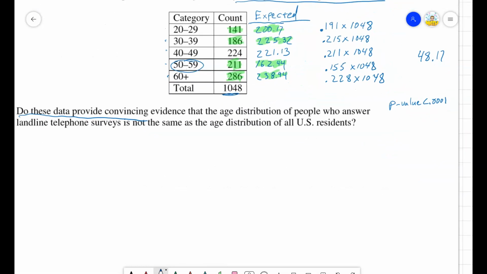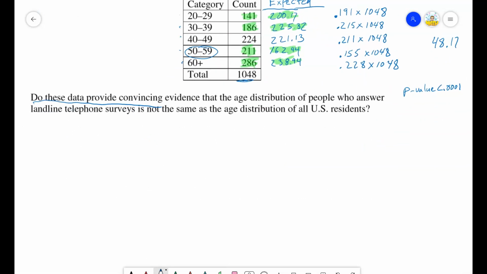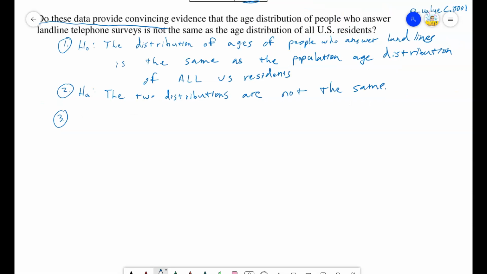So it's kind of a way of thinking about a correlation or an association without an actual scatter plot or residuals. We have categorical variables. So to do the hypothesis test start to finish, our null hypothesis would just be that the distribution of people who answer landlines is the same as the population distribution of ages. So you can see a little bit different feel sometimes here. I don't have to state these parameters and list in symbols. I just have a null hypothesis and an alternate hypothesis, right? The distribution of the ages of people who answer landlines is the same as the population age distribution of all U.S. residents. Or the two distributions are not the same. It's supposed to be the U there. Kind of looks like a versus.